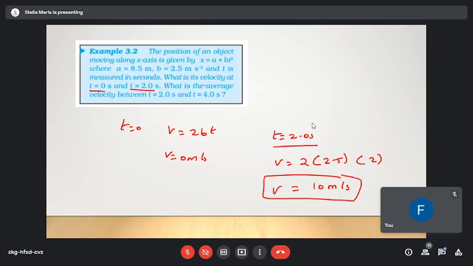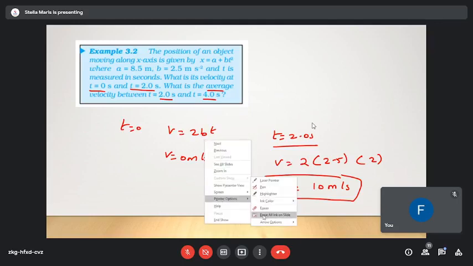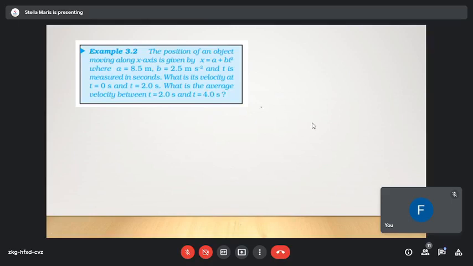Now find out the average velocity. You can find the average velocity yourself. They're asking what is the average velocity between the time 2 seconds and 4 seconds. Can you solve it by yourself? So what is the average velocity formula? That is del x by del t, which is nothing but x2 minus x1 divided by t2 minus t1. The position is given in this question, that is x is equal to a plus bt squared.